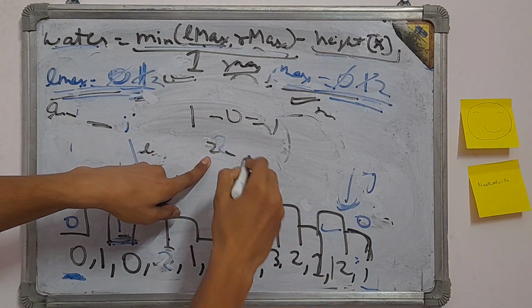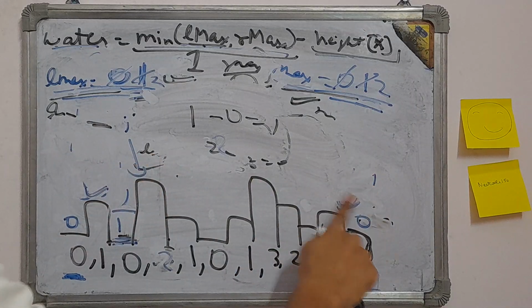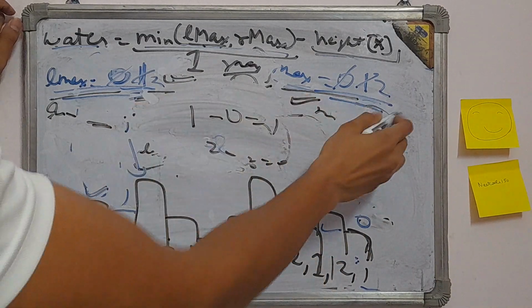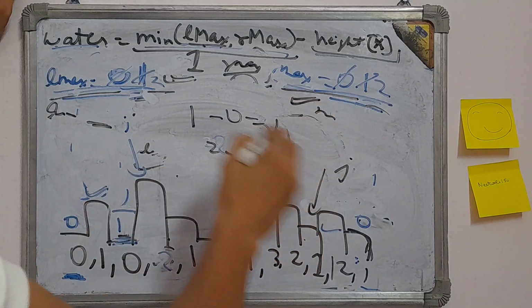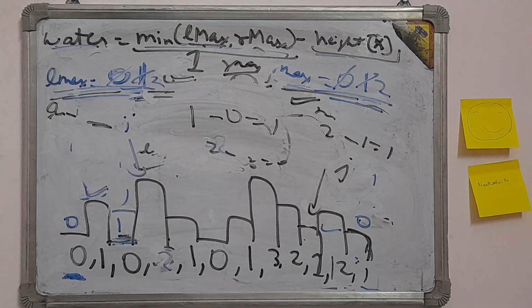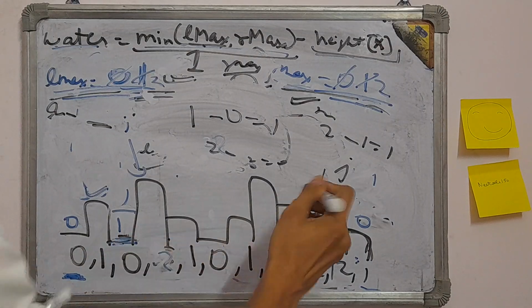R max minus current height is 2, so we get 0 water. So 0 water here, we move J again. Now J is at 1, both are still equal, so okay, we can move anyone. Let's move J. So we have minimum height, let's say 2, and current height is 1, so we get 1. That means one amount of water will stay here, 1.